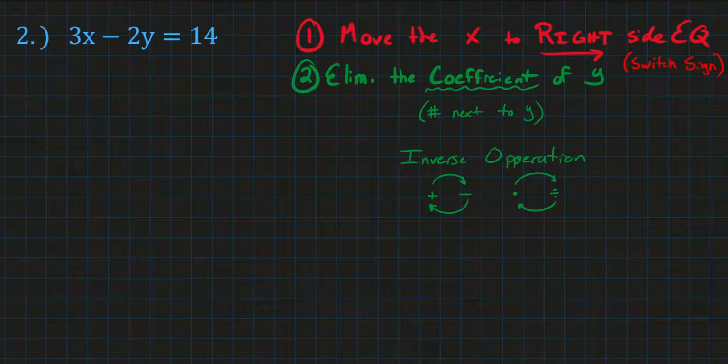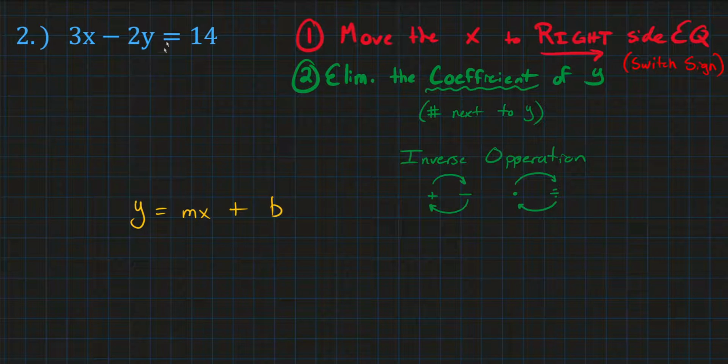Hello, ladies and gentlemen. In the last video, we introduced this idea of changing an equation from standard form, which is when I have an equation with all the variables on the left side and only a constant on the right side, and turning it into slope-intercept form, or our graphing form, y equals mx plus b.